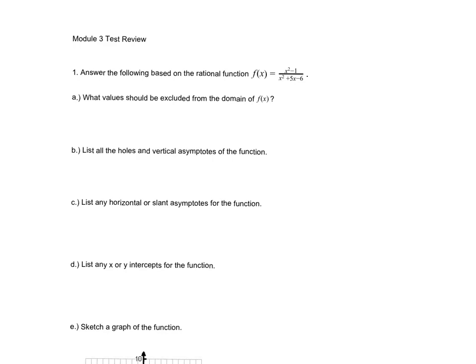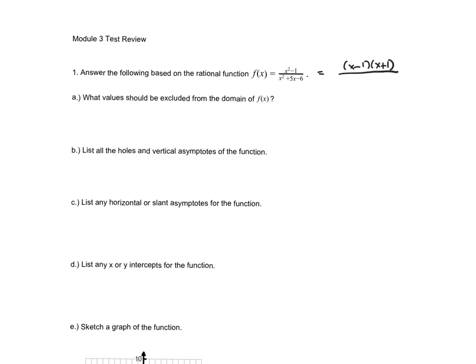Okay, let's look at your Module 3 test review. So this first couple questions all deal with this first function, this rational function. The first thing I'm going to do, if I ever see a rational function, is factor it. So I see the top will factor as a difference of squares, x minus 1, x plus 1.